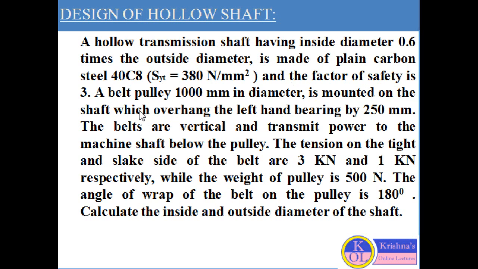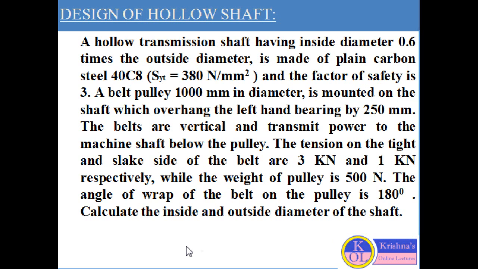A belt pulley 1000 mm in diameter is mounted on the shaft, which overhangs the left hand bearing by 250 mm, and the belts are vertical and transmit power to the machine shaft below the pulley. The tensions on the tight side and slack side of the belt are 3 kN and 1 kN, while the weight of the pulley is 500 Newton. The angle of wrap of the belt on the pulley is 180 degrees. Calculate the inside and outside diameter of the shaft.